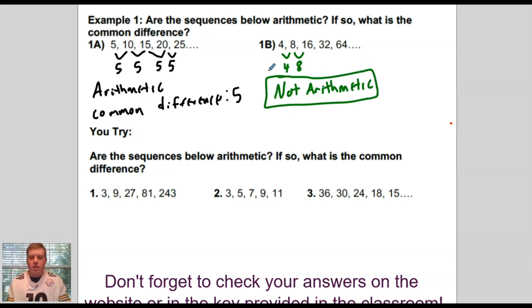since it's not arithmetic. There are 3 of these for you to figure out whether they're arithmetic or not. Go ahead and stop the video, give these a try, and make sure to check your answers in the key provided in your classroom or on the website, and we'll see you in the next video.